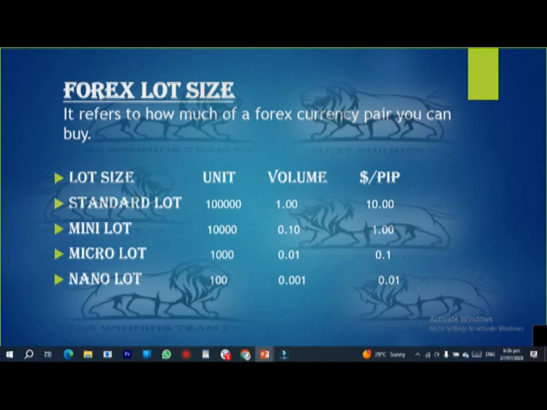The Forex lot size. So I was talking about lots. Lot is just like the money you are putting in. So just grab that in your mind. The money I'm putting into the trade. That is lot size.